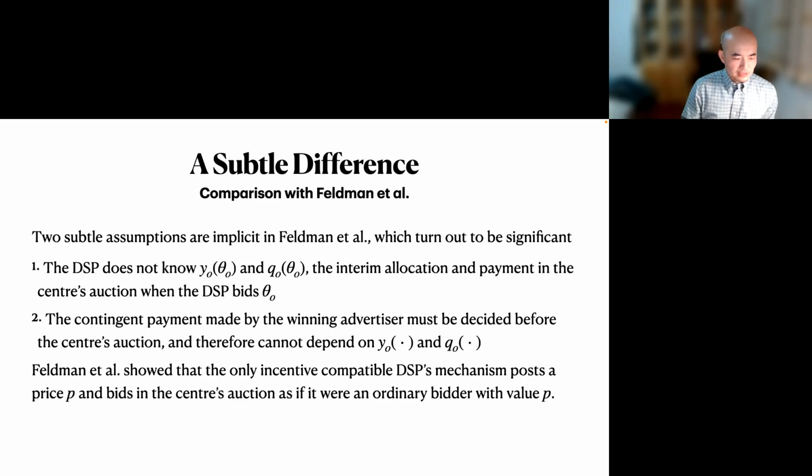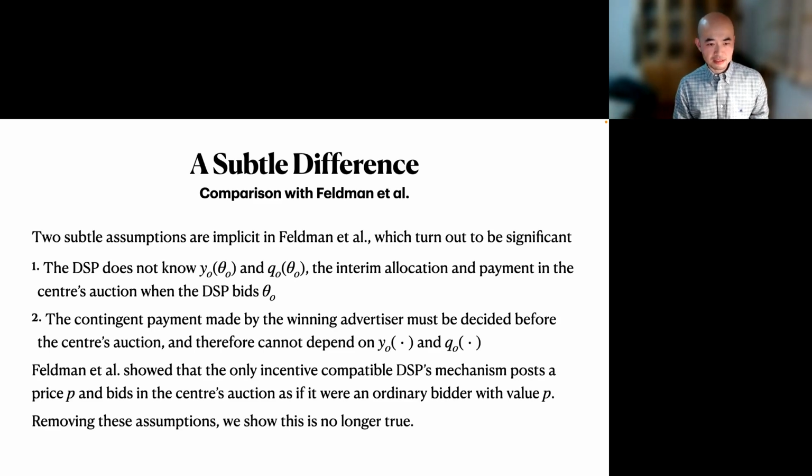In some sense, it almost seems natural. Let's even forget about the posting the price P part. It may seem natural that if the DSP charges a contingent payment P from the bidder, then the DSP should bid as if he has value P for winning the auction, because when he wins the center's auction, he will get a reward of P. That seems a natural argument. What else can it do? It turns out that this line of argument is not correct.